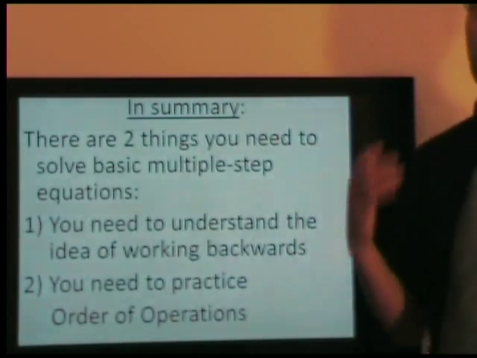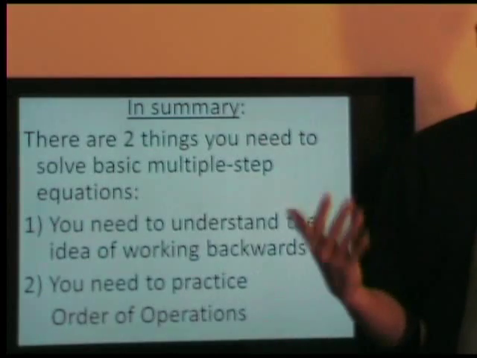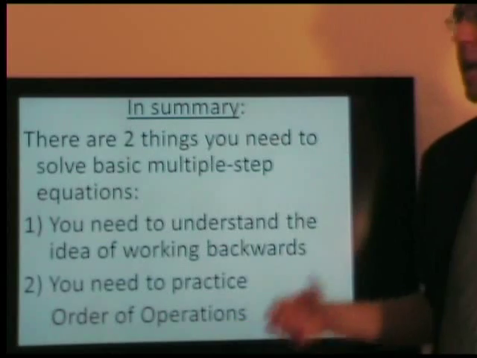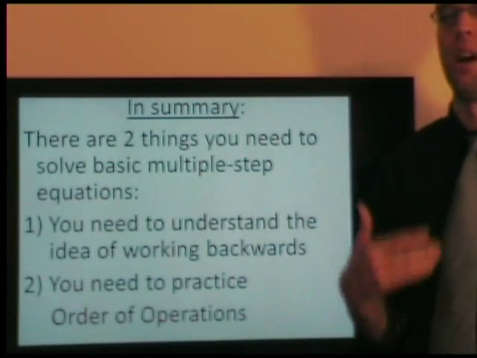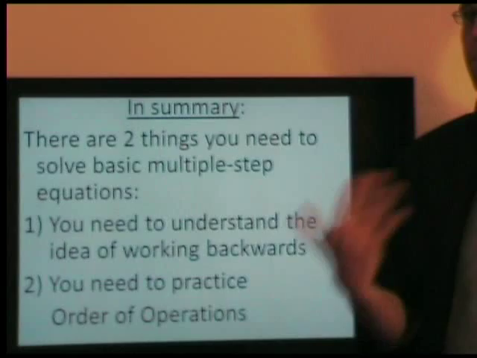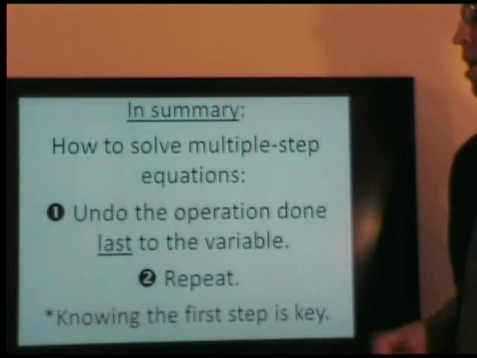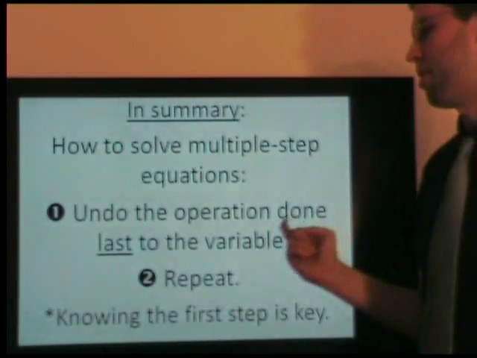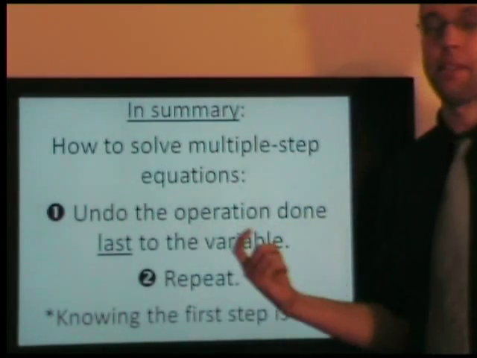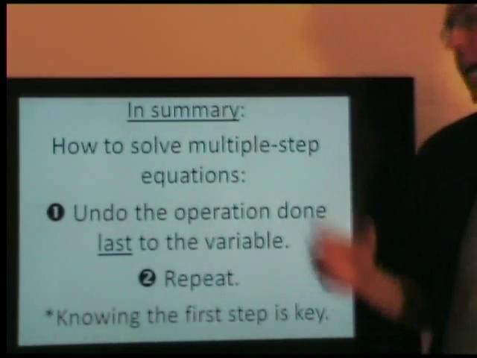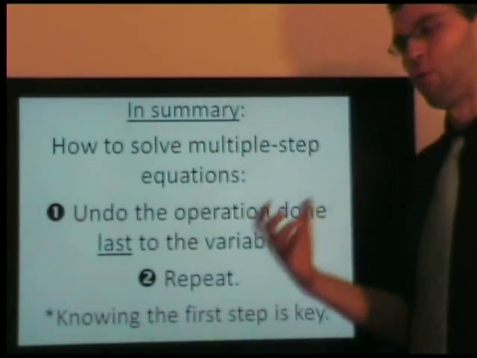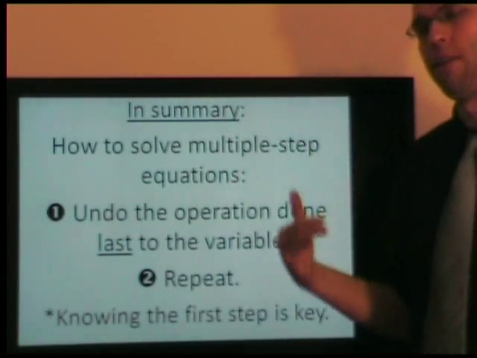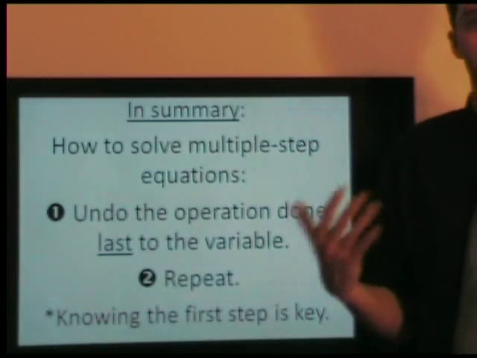In summary, what do you need to know to solve these types of equations, these basic equations? Two things. Order of operations, and its idea of working backwards, of undoing each operation in the reverse order. So this exactly is the procedure. You undo the operation done last to the variable, and you repeat until the variable is by itself. And I'm teaching it this way because it's really most important for you to know the first step. As you solve, the equation gets simpler and simpler and easier to solve.